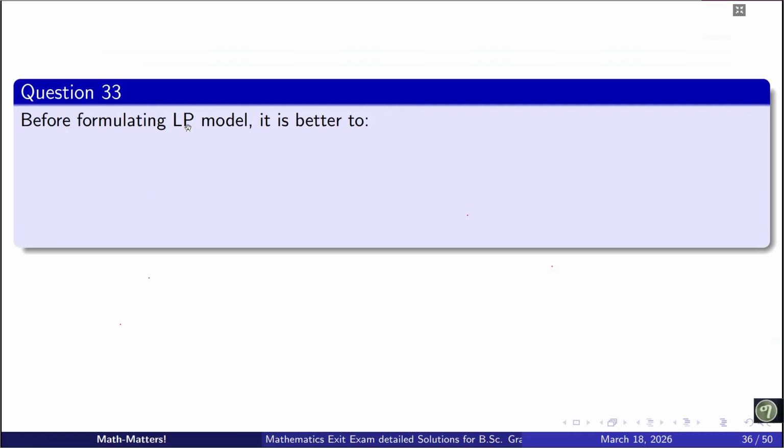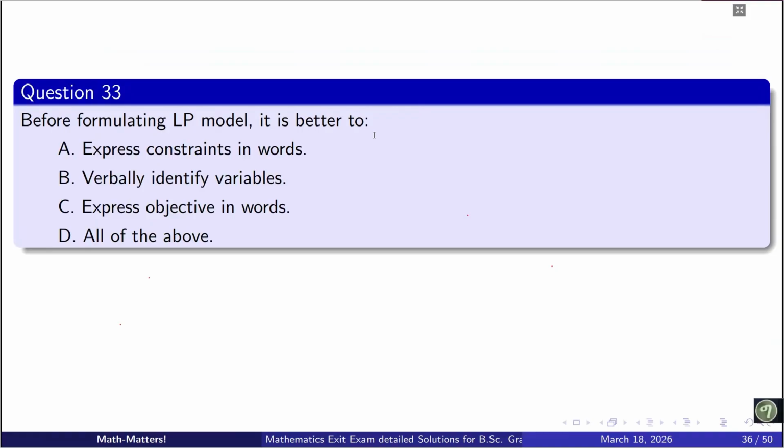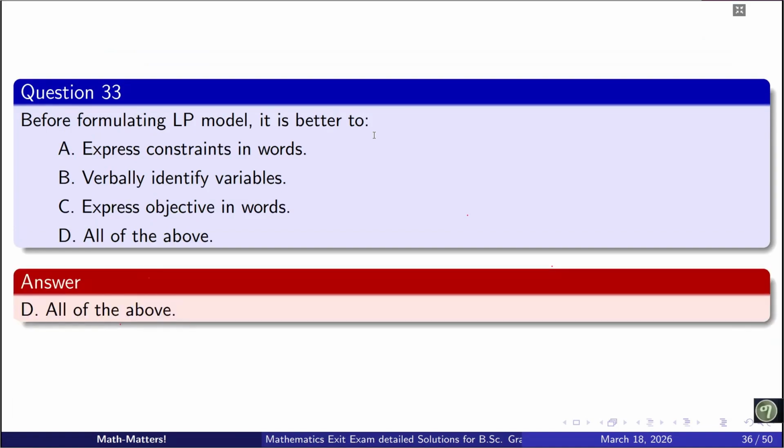Next question: before formulating a linear programming model, it is better to express constraints in words, verbally identify the variables, express the objective in words, or all of the above. Just as a definition, before formulating a linear programming model, it's better to express the constraints in words, that is, which constraints and how many constraints we are using. We must be clear on the identification of variables and express the objective in words. All these three are very fundamental to formulating a linear programming model. So all of the above is the answer for this question.